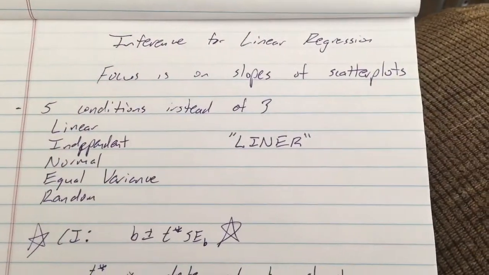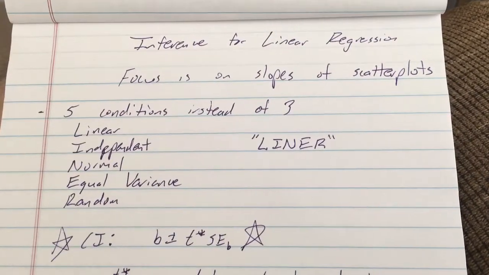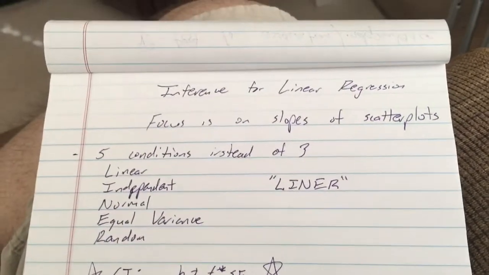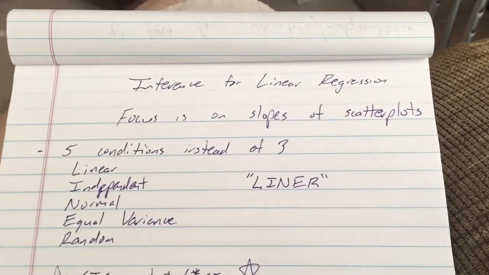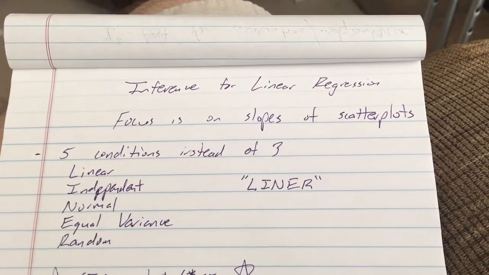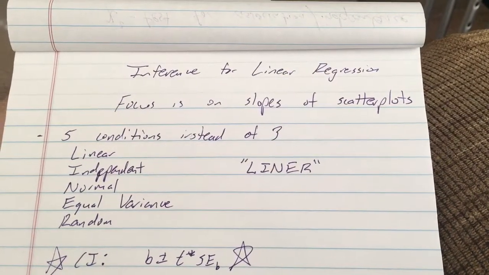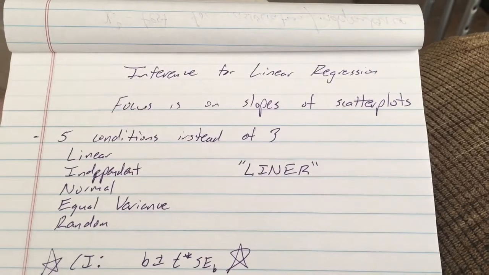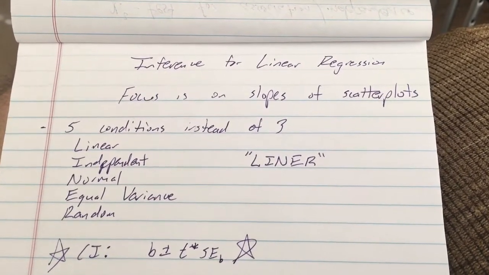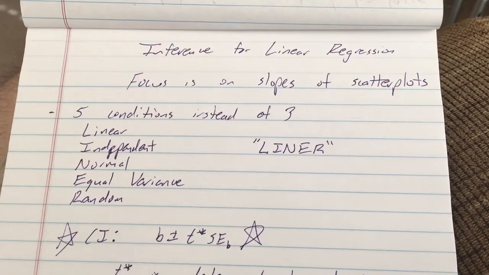All right, guys, this video is the first video I'm going to do for the last section of chapter 12, Inference for linear regression. This section focuses on slopes of scatter plots. Basically, we're going to look and see, do two variables have a relationship with each other? Because if two things have a relationship with each other, then their slope is affected. We'll talk about that more in the second video that I make for this section.